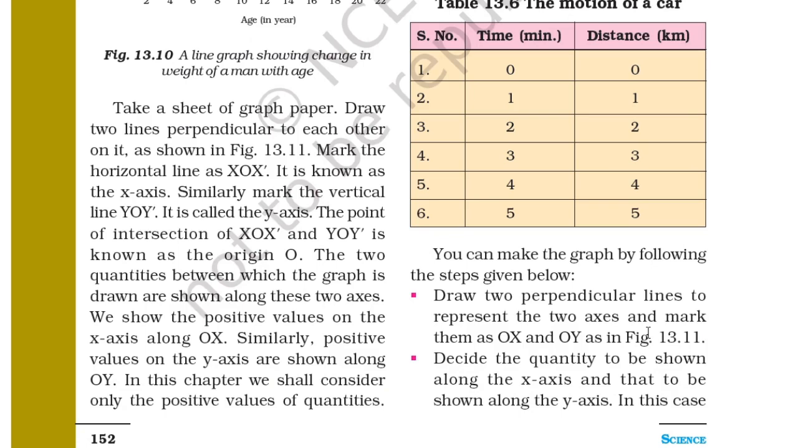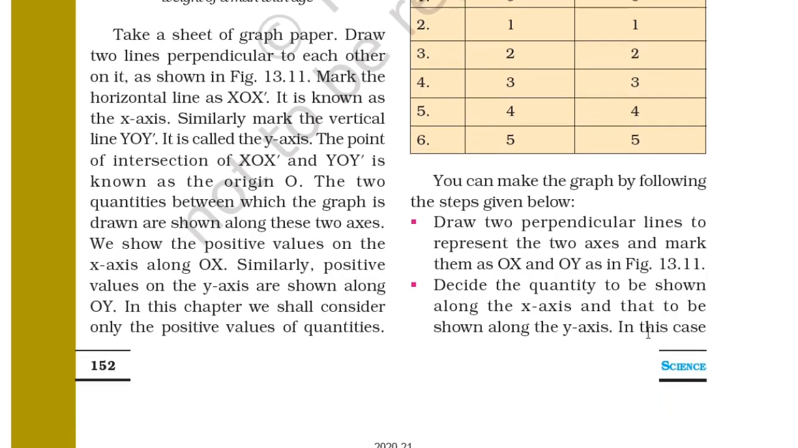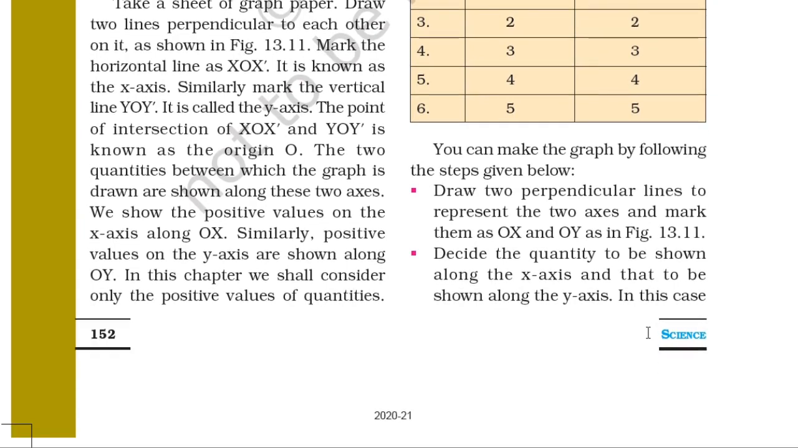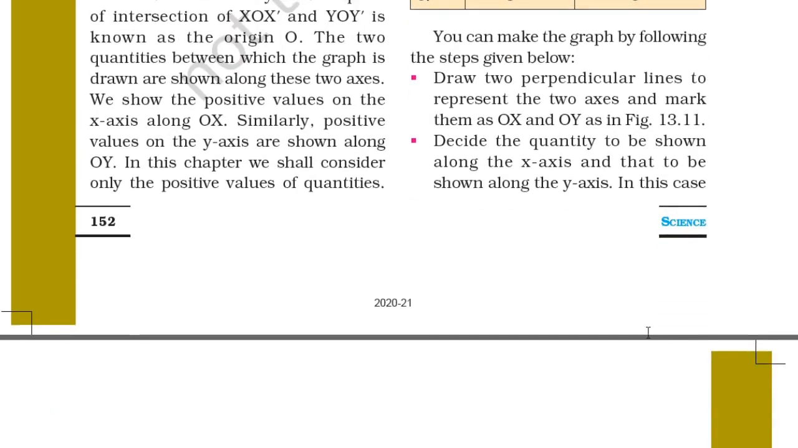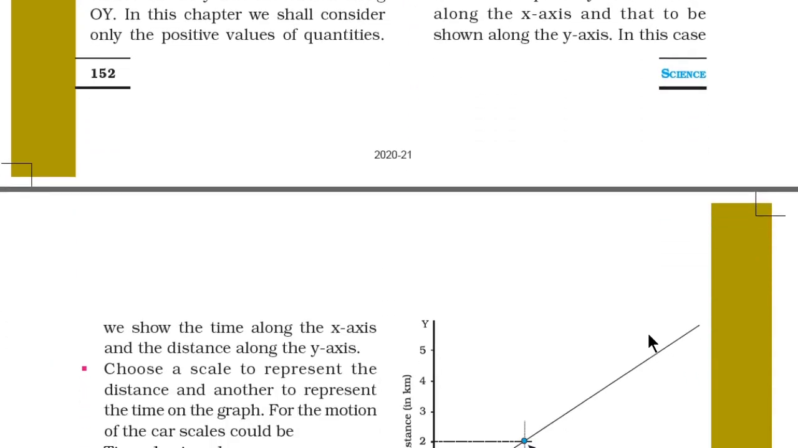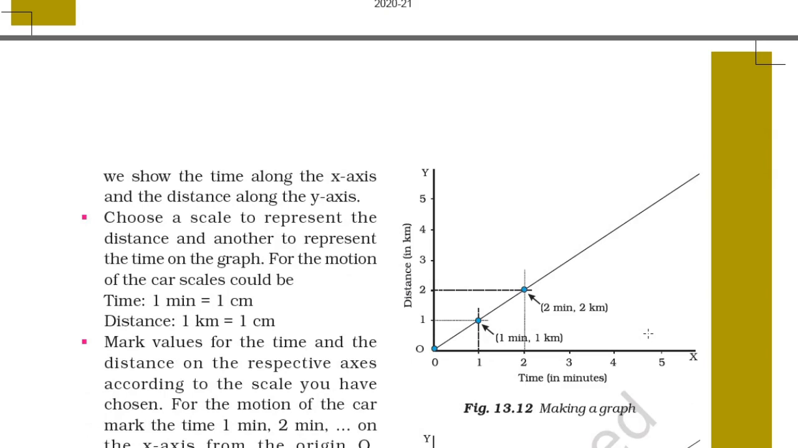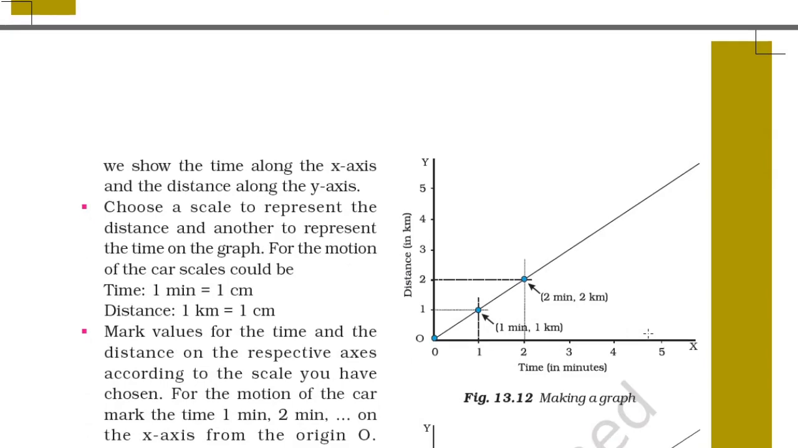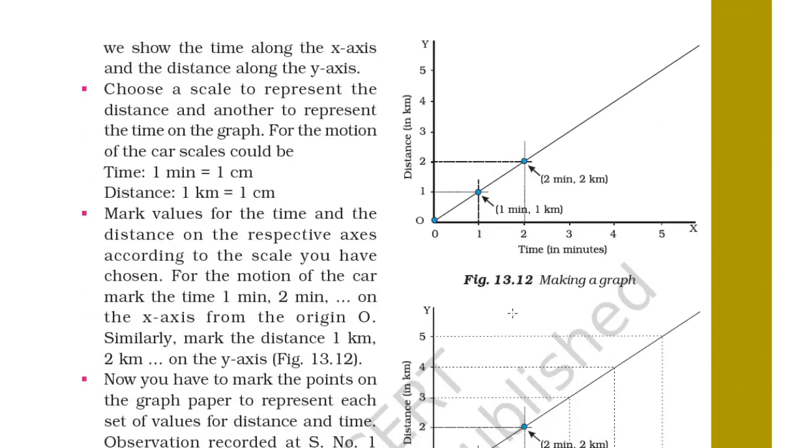Draw two perpendicular lines that represent the two axes as shown above and mark them as OX along the x-axis and OY along the y-axis as shown in figure 13.11. Decide the quantity to be shown along the x-axis and that to be shown along the y-axis. In this case, we show the time along the x-axis and the distance along the y-axis. So you can see here this is the time and this is distance along y-axis.